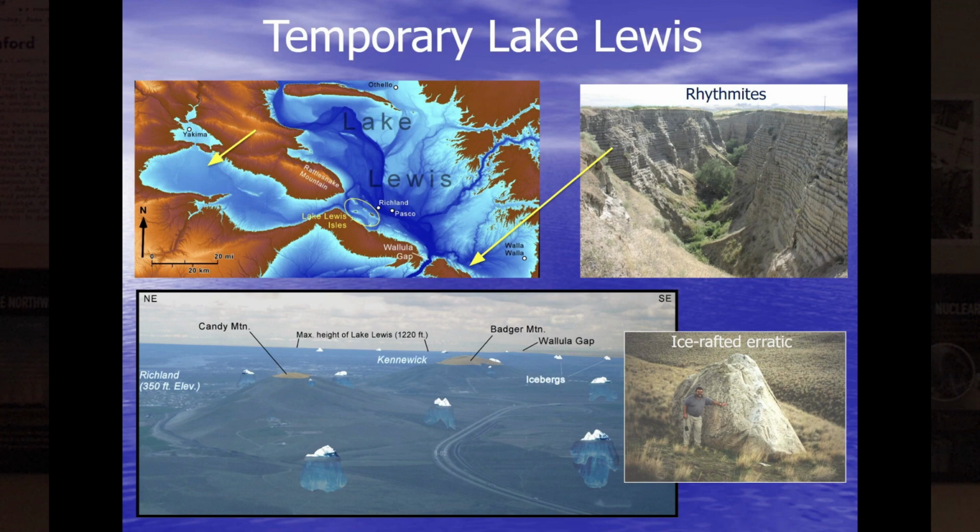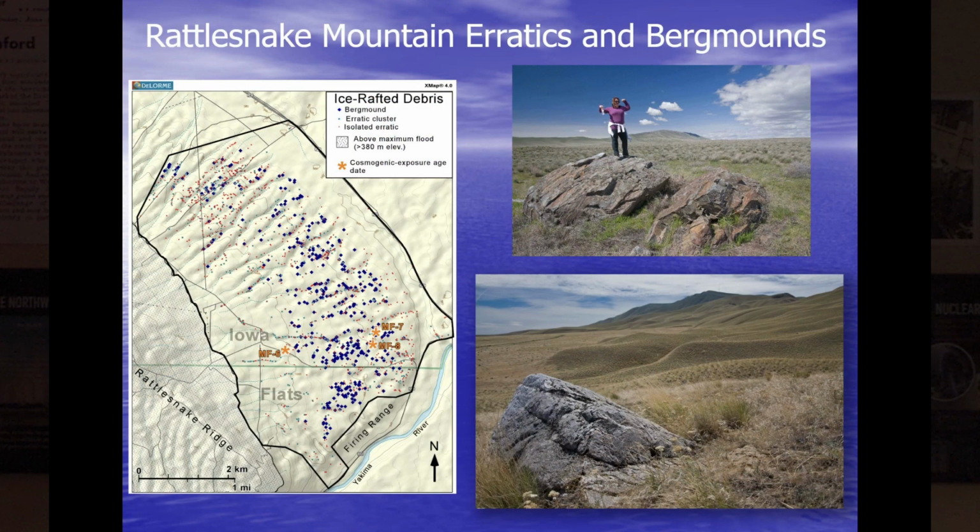And we see a lot of these erratics, especially in back flooded valleys, like at Snake River, or I mean Rattlesnake Mountain. So Rattlesnake Mountain, this is the same Rattlesnake Mountain that's here in the Pasco Basin. About 10 or 15 years ago, I worked a few years mapping erratics and berg mounds within the Rattlesnake Mountain area, and I counted over 2,000 of these erratics.